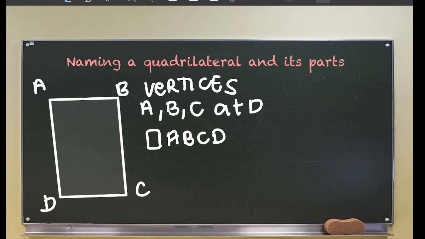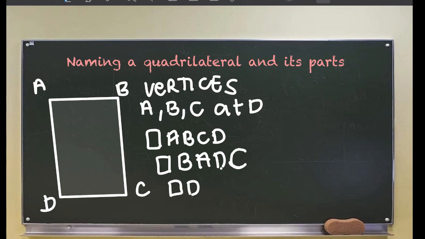It doesn't matter where you begin. Pwedeng magbigin tayo sa B. And we move counterclockwise. B, A, D, C. Or we can start at D. And we move clockwise. D, A, B, C. So we can use these three names to name the quadrilateral on the left.